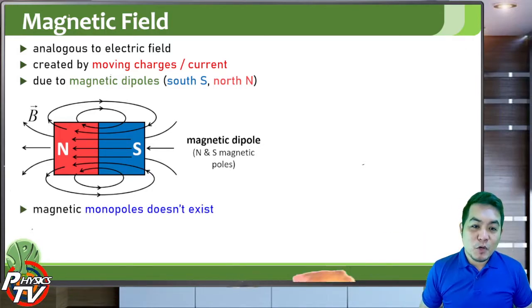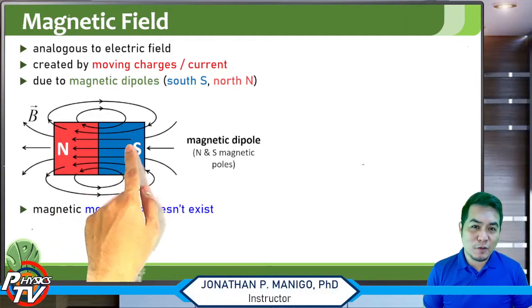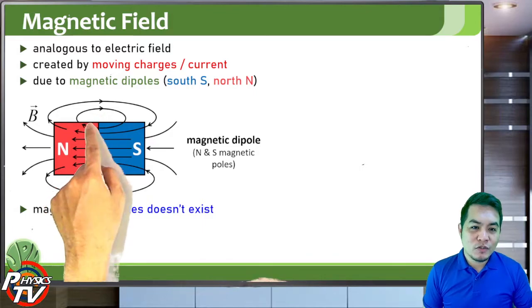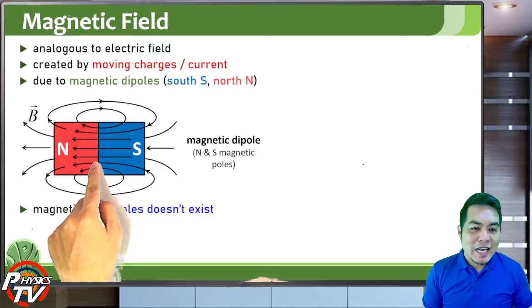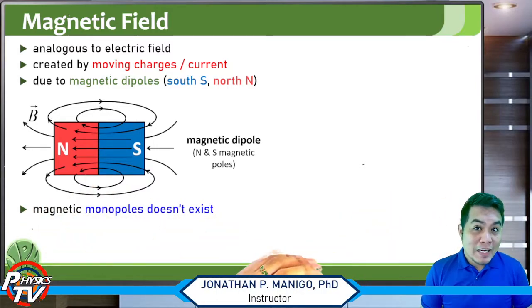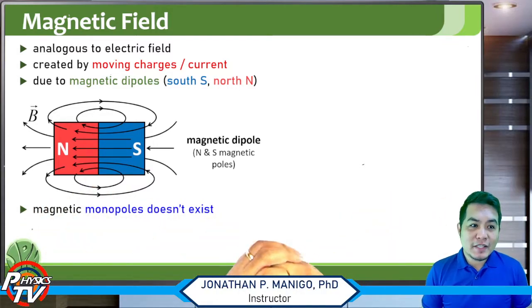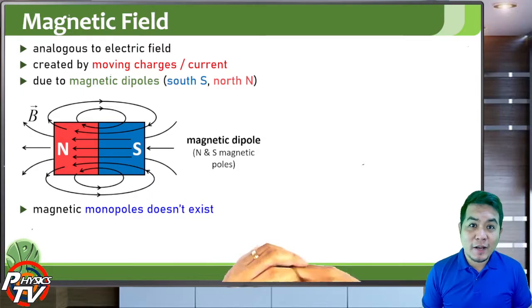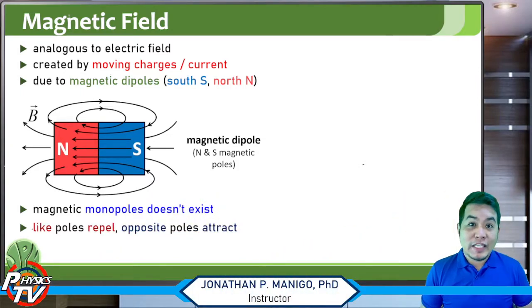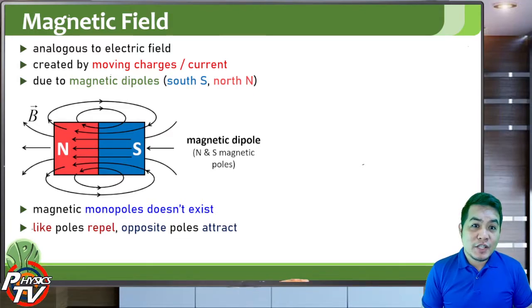So magnetic monopoles don't exist. There's no single north pole or single south pole. Even if you break this dipole, this bar magnet here, exactly in half, you will create two new magnetic dipoles. So it's always a magnetic dipole. There are no magnetic monopoles.